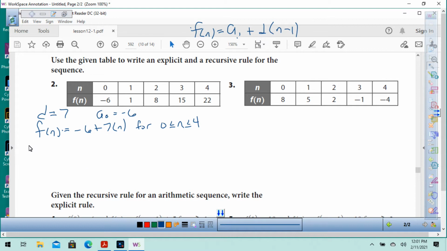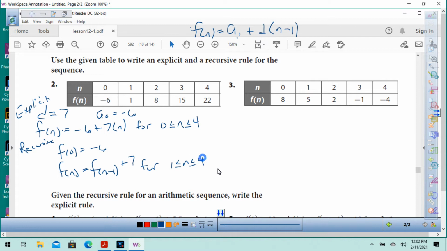Now the recursive rule, that's the explicit. The recursive rule is going to be slightly different, okay? We're going to have f sub 0 is -6. And then f sub n equals f sub n minus 1 plus 7, for 1 is less than or equal to n is less than or equal to 4. So that's number 2.